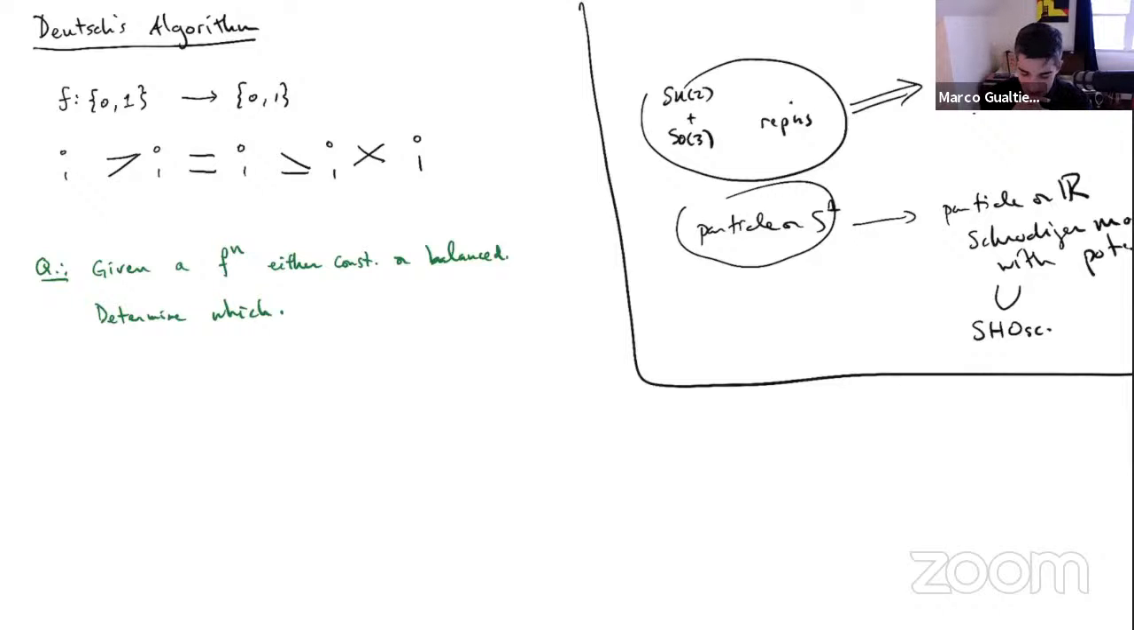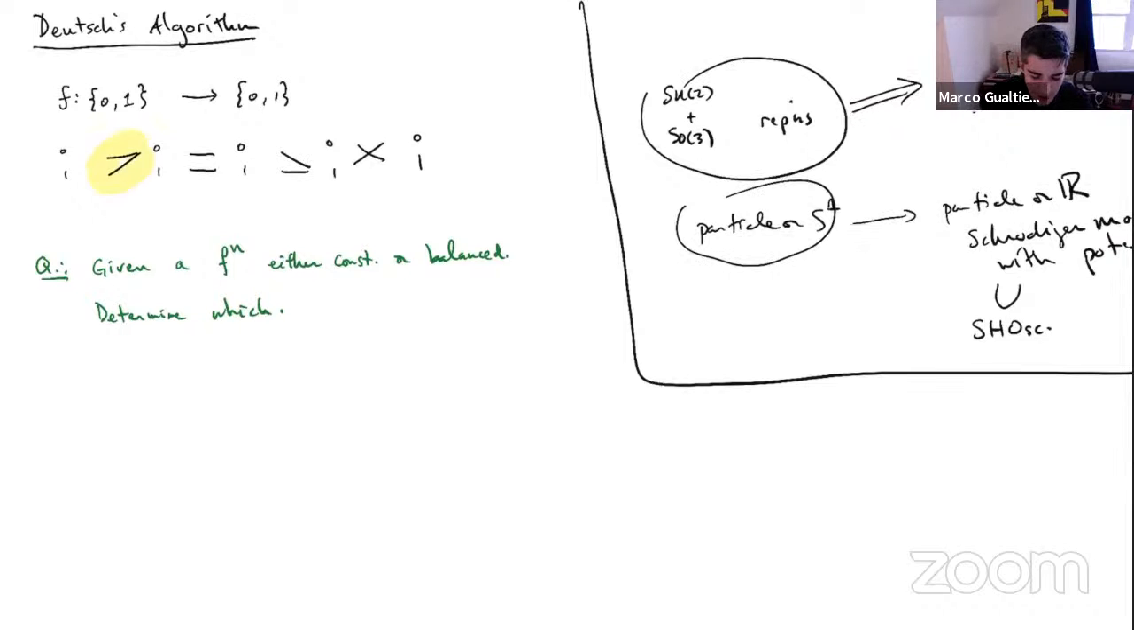So thank you. So this is a constant function. As you can see, both values are 0. This is a constant function, both values are 1. And these other ones are balanced. They have the same number of zeros and ones. So we have two classes of function.